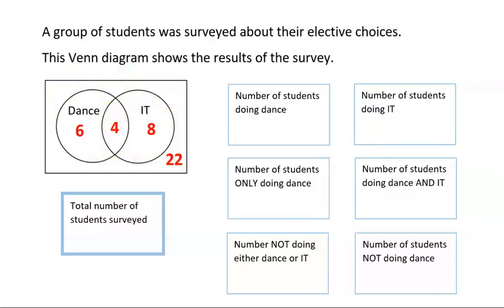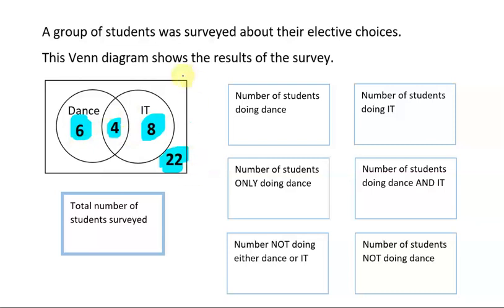There's a lot of useful information that we can gather from this Venn diagram. We know first off, 4 students are doing both subjects. 22 students aren't doing either of those subjects as electives. 8 are only doing IT, and 6 are only doing dance. Now that covers all of the possible options. You can do dance, or IT, or both, or neither of them. That's all the possible options.